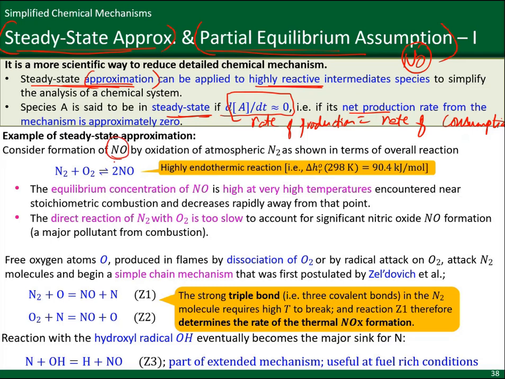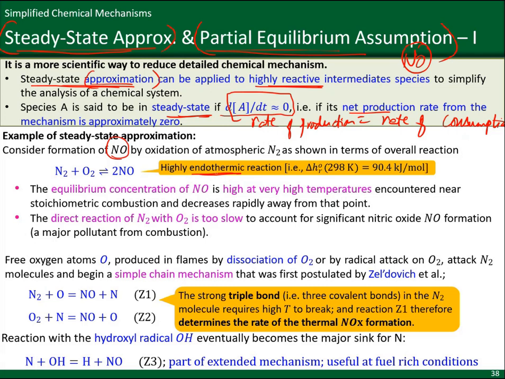Now, if you were to look at how nitric oxide is formed, you can simply write this equation, N2 plus O2 giving 2NO. When you look at the heat of the reaction and other aspects of this chemical reaction, one thing that's obvious is that it's a very endothermic reaction. So this is not something that's going to take place at atmospheric pressure and temperature. Pressure is fine, but at low ambient temperatures, it's not going to happen. It happens when the flame goes to very high temperatures, right?